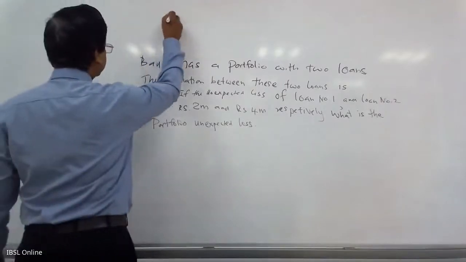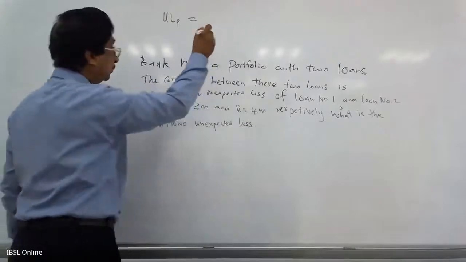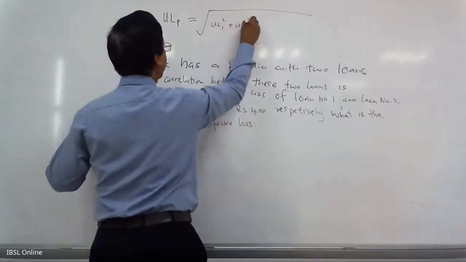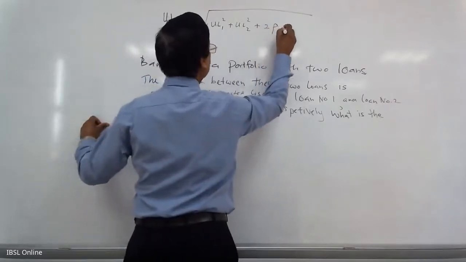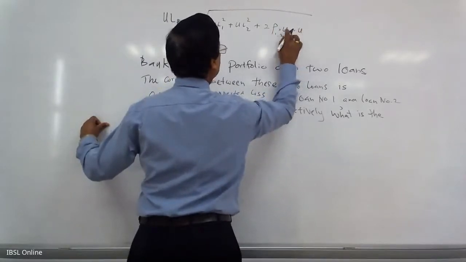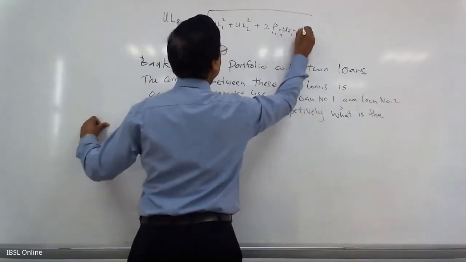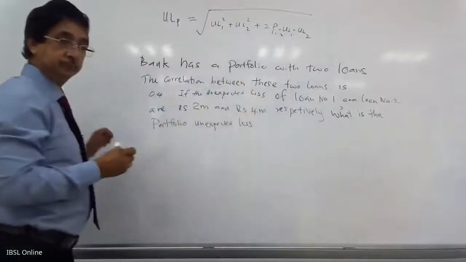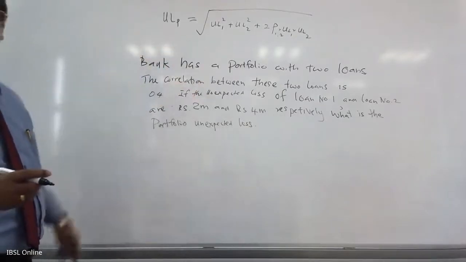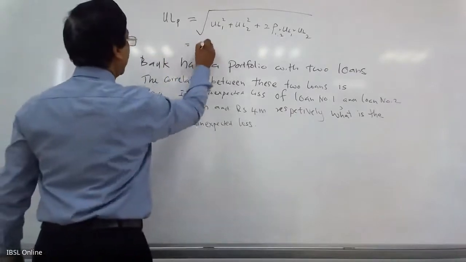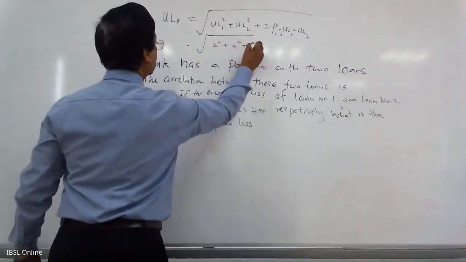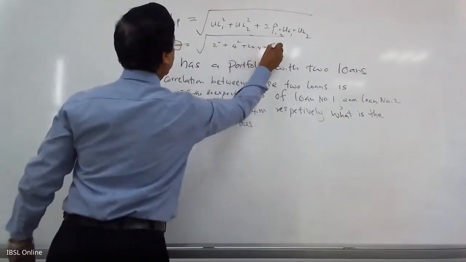Now this is the formula. ULP is equal to the square root of UL1 squared plus UL2 squared plus 2 rho 1 2 UL1 into UL2. So this is the formula. Now what we need to do is apply the values here. Substitute the values. Square root of 2 squared plus 4 squared plus 2 into 0.4 into 2 into 4.